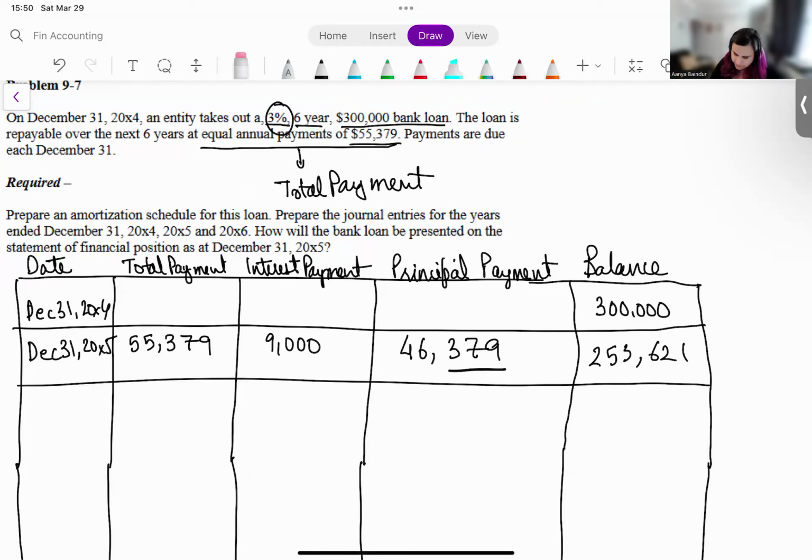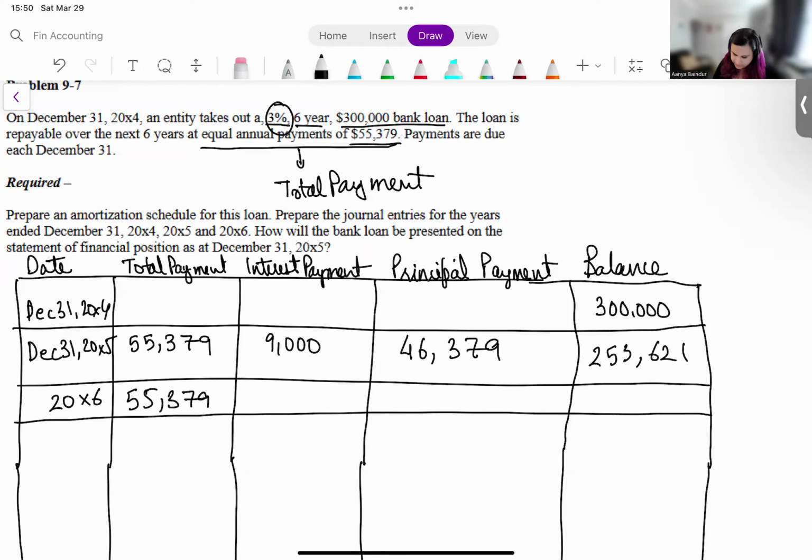Okay, let's see the next year. Now we're in 20x6, December 31st. Again, our total payment is the same, 55,379. Our interest payment is again this times 3%: 253,621 times 0.03, which gives you 7,609. I'm just going to round them. You can take it to 2 decimal places or round; the question might tell you what to do.